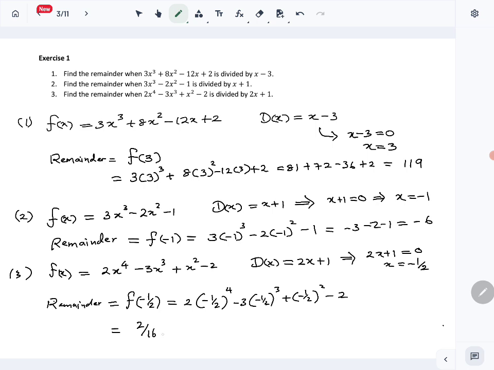2 over 16, minus minus cancel, plus 3 over 8, plus 1 over 4 minus 2. Right, now just simplify this and we'll get the answer. So what is the answer going to be?